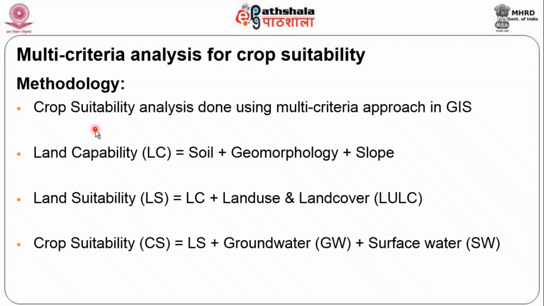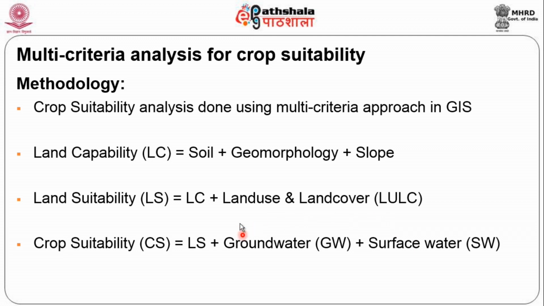What we do is that a simple methodology is adopted here. Let us see that. Crop suitability: you can use the multi-criteria analysis and something like this: land capability, land suitability, and then crop suitability. Land capability, LC, wherein you give these three parameters: soil, geomorphology, and slope. Land suitability is land capability plus land use, land cover, a map or input. Crop suitability is LS plus groundwater and surface water.